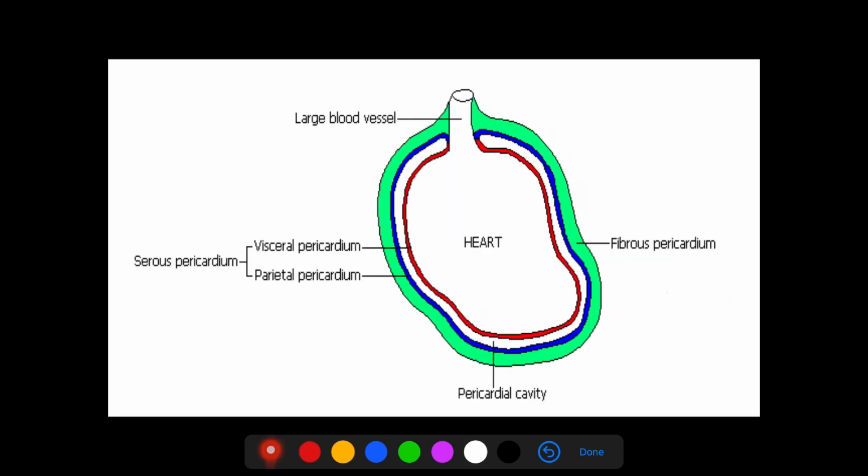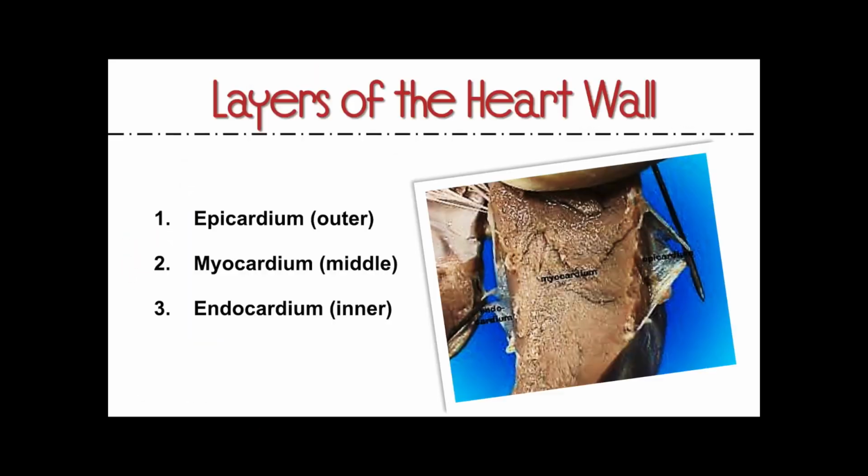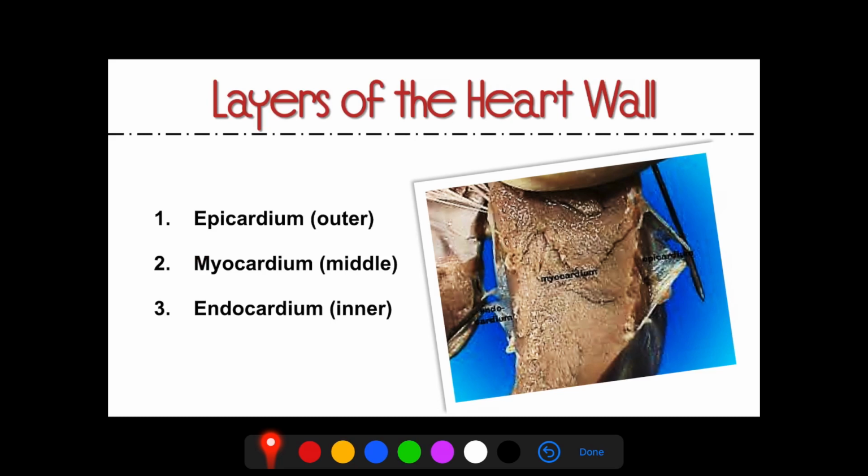This illustration also shows the layers of the heart. The green one is your fibrous pericardium. This one, the parietal pericardium. And this one, the visceral pericardium or the epicardium. Those are your serous pericardium. There are also 3 layers of the heart wall, which are the epicardium, myocardium, and endocardium.